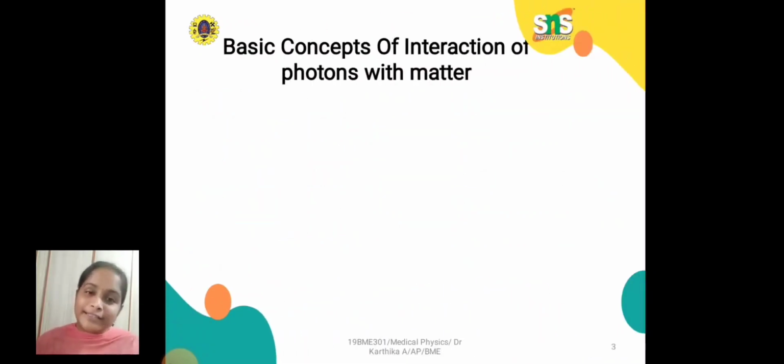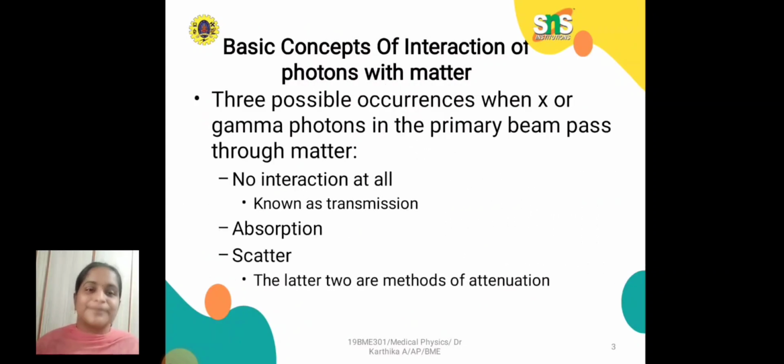Next we see the basic concepts of interaction of photons with matter. There are three possible occurrences when X or gamma photons in the primary beam pass through any matter or any object. First, there is no interaction; it is called transmission. Second is absorption and the third is scatter. The latter two are methods of attenuation, and next we'll see an example of attenuation.